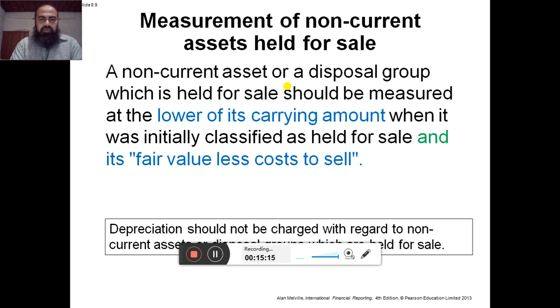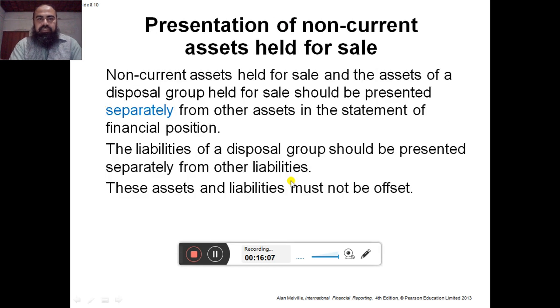There is one important point in the box below: when we have classified a specific asset as a non-current asset held for sale, then depreciation should not be charged on it, because we are going to sell it. We have already decided that we are not using it as a continuing use. So why should we be charging depreciation? जब हम उसको continuing use में ही नहीं कर रहे हैं, तो फिर हम उसकी depreciation तो charge नहीं कर सकते. So this is what we have studied, the measurement of non-current assets held for sale.